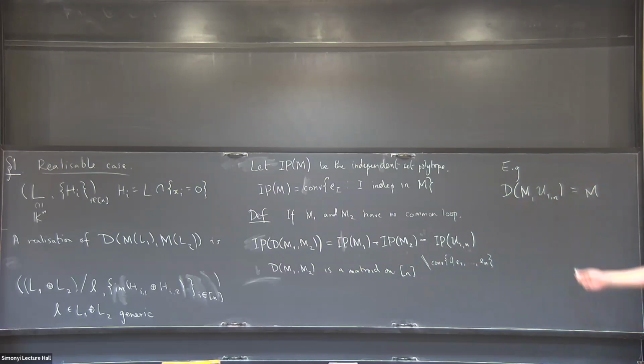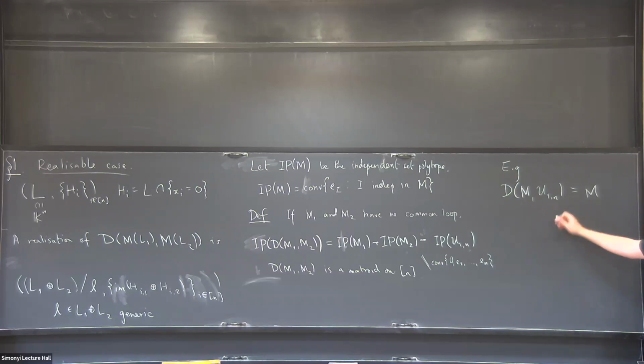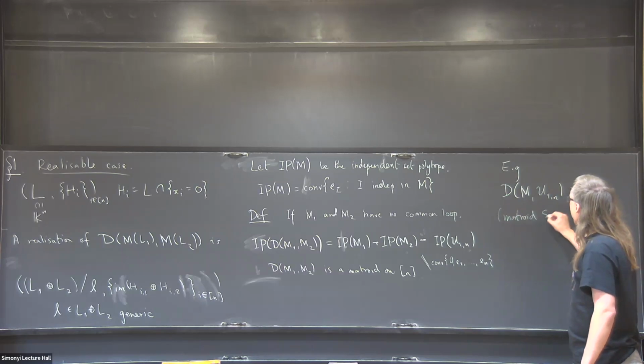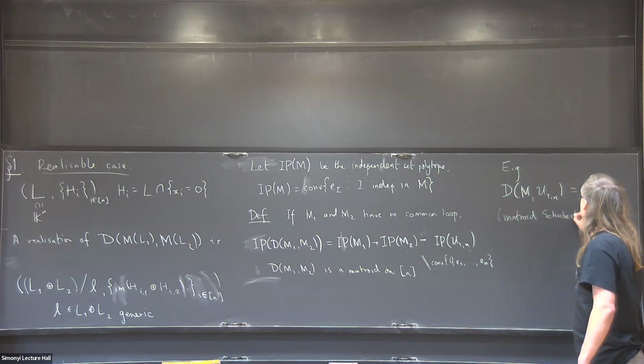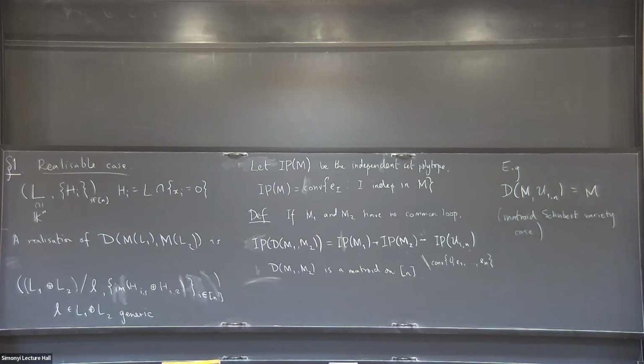So if I make one of the matroids equal to U1n, then that's the identity for this operation. And so we use this to recover the matroid Schubert variety. This is going to be the matroid Schubert variety case. Everything we do today, if I set one of the matroids to be U1n, I should be doing stuff for the classical matroid Schubert variety.